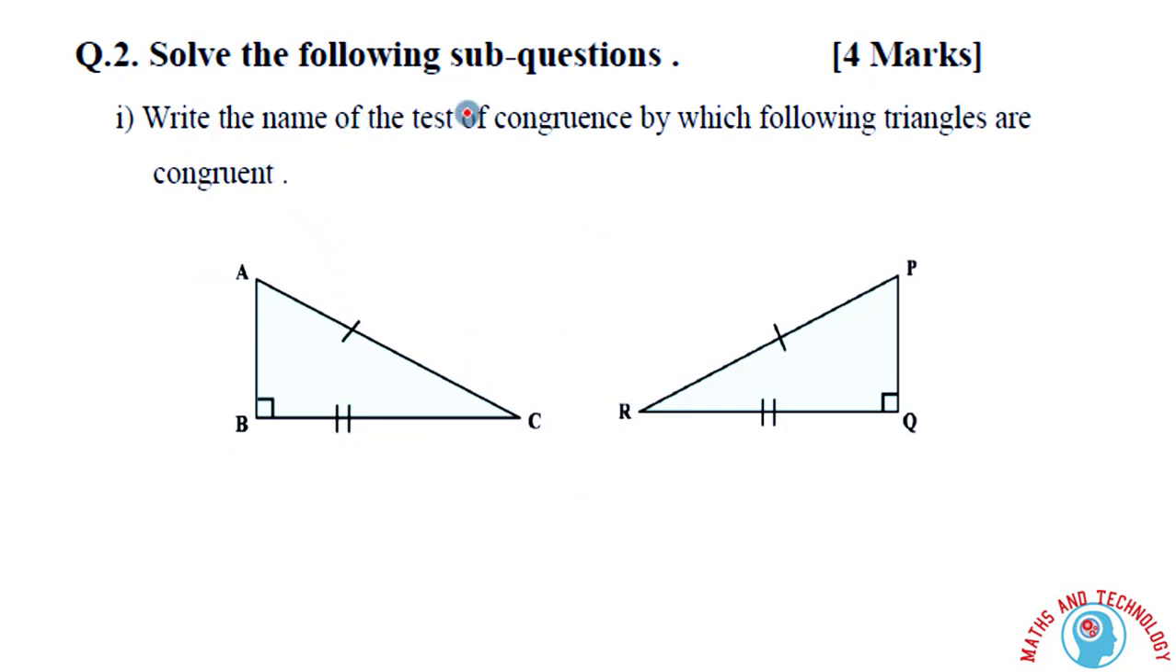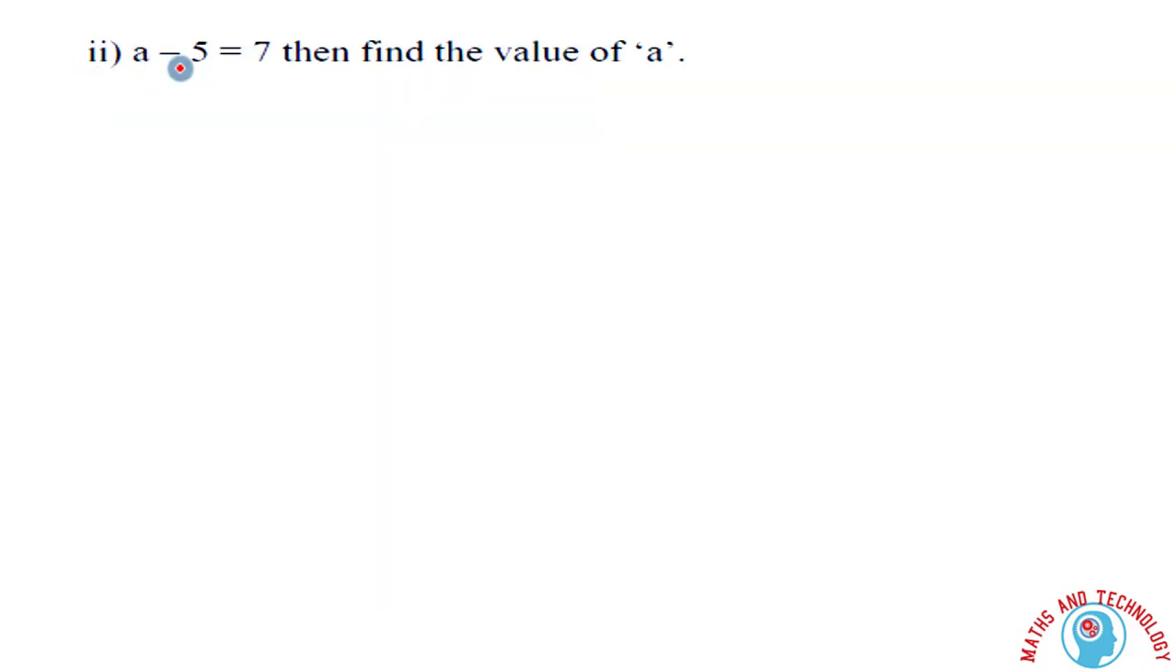Question 2. Solve the following sub questions. 4 marks. Write the name of the test of congruence by which the following triangles are congruent. Here in triangle ABC and triangle PQR, hypotenuse AC is congruent to hypotenuse PR, side BC is congruent to side QR, and angle B is 90 degree. Here angle Q is 90 degree. So our test of congruence is hypotenuse side test.